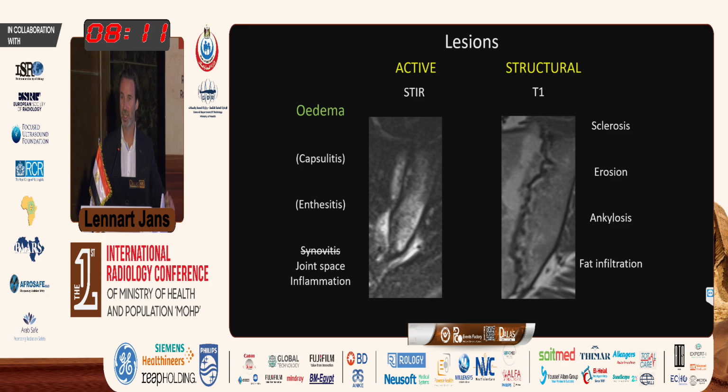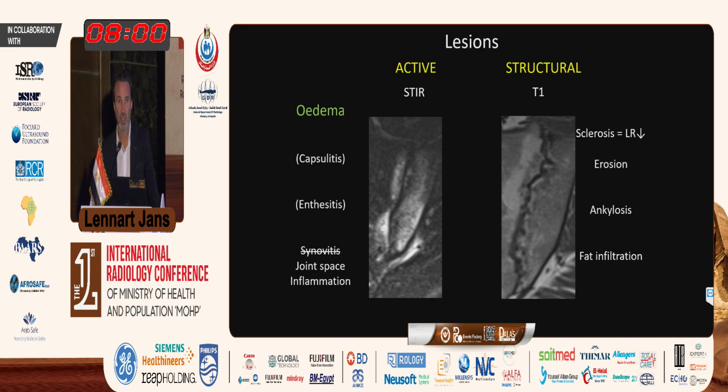What about the T1 lesions? What about the structural side? Well, sclerosis is something that we can see in spondyloarthritis, but it's also seen obviously in degenerative disease. So now we know that the likelihood ratio of your patient having rheumatic disease is decreasing when you see sclerosis. Erosion, on the other hand, is becoming another really important sign because erosion is very specific. There is no other diseases that will result in big erosions of the SI joints.